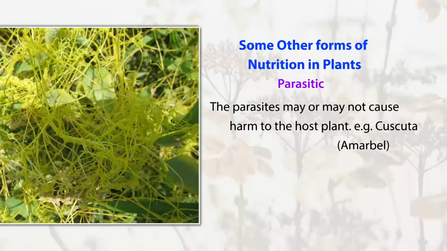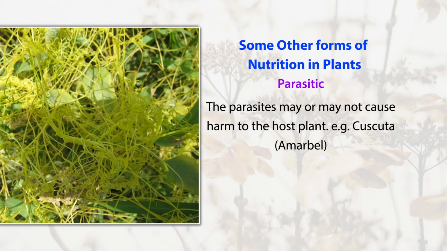In the human body also there are many parasites which attack and as well as they live. But if you take an example of a parasite from plants, Cuscuta is a very good example. Amarbel, generally it is said in the common language in India, that it grows on other plants. So such plants are called parasitic plants.